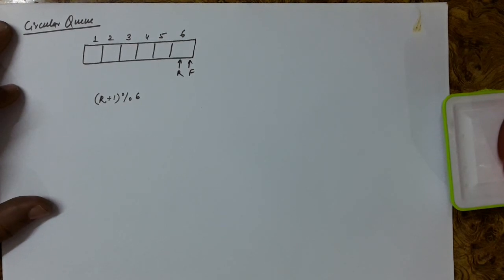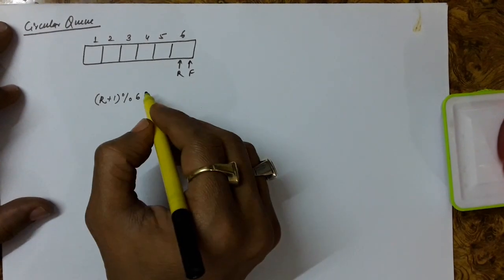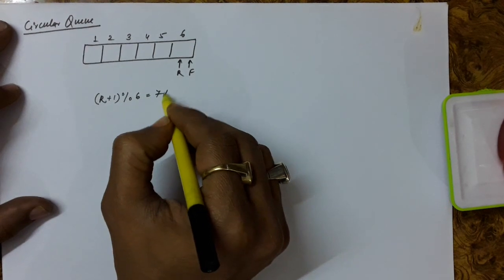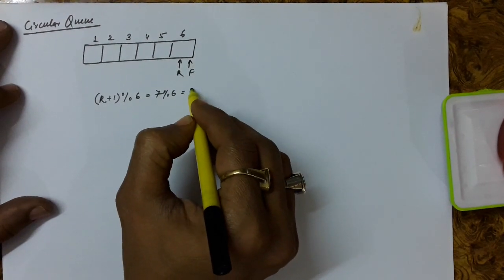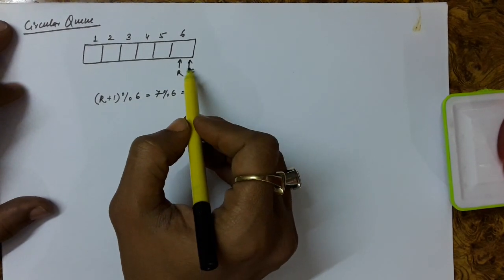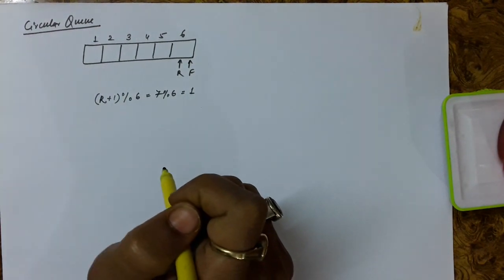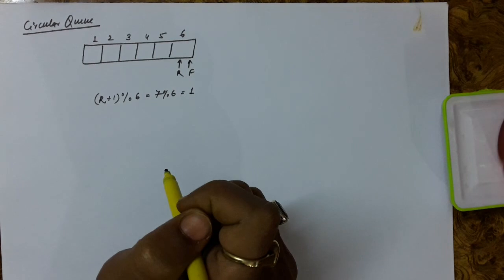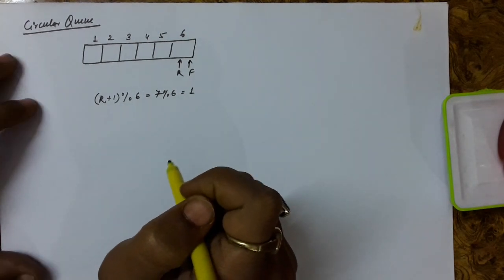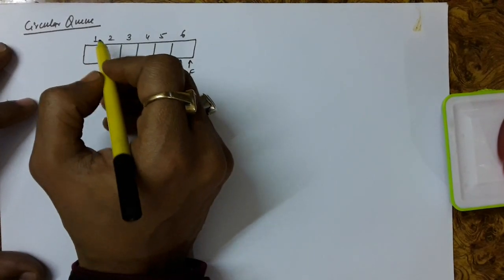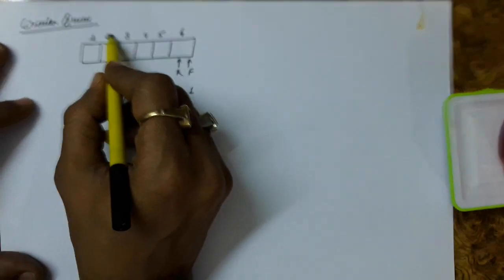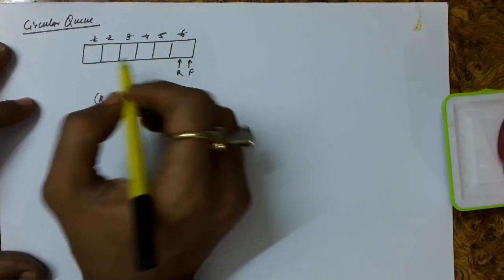So what will be this value? Rear plus 1 mod 6 will be 7 mod 6, and 7 mod 6 will give you 1. So you can insert an item here. But there are some limitations of this. This formula might fail somewhere. Because of that, we are actually not taking these positions as 1, 2, 3, 4, 5, 6.